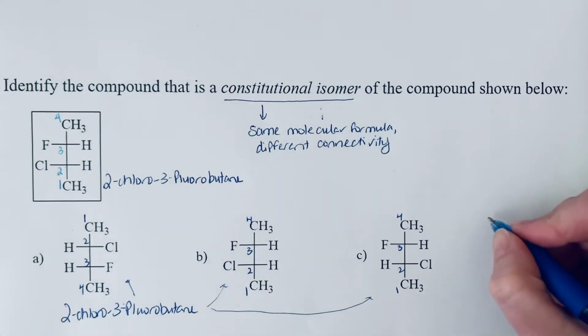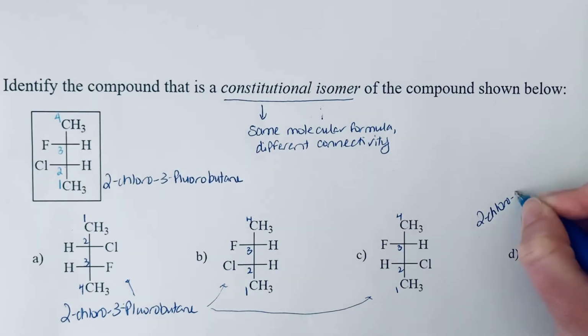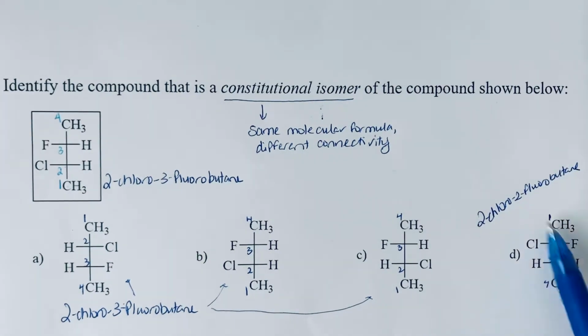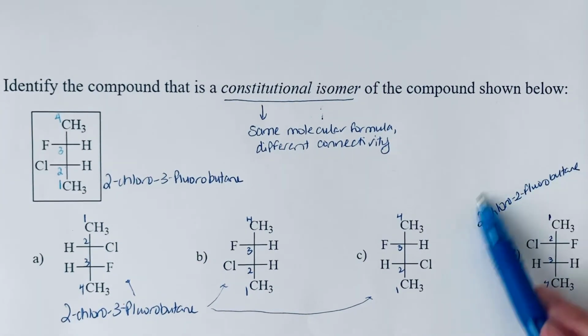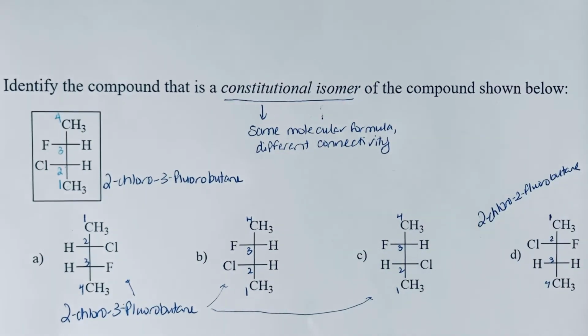So if we gave this one a name, it is 2-chloro-2-fluorobutane. Right, so a difference in connectivity will show up in the name. It'll show up in a different parent chain, maybe different substituents or different numbers where those substituents are.